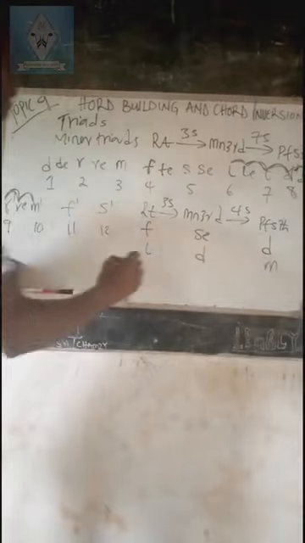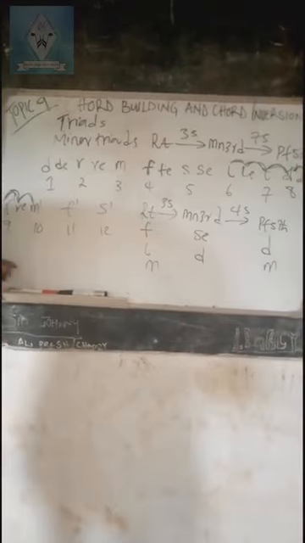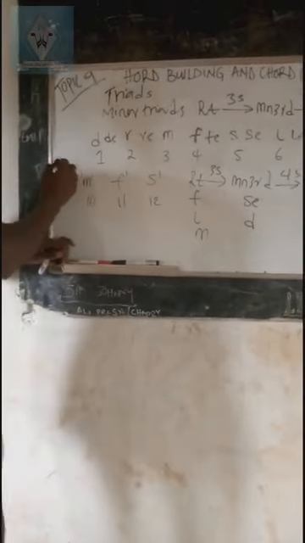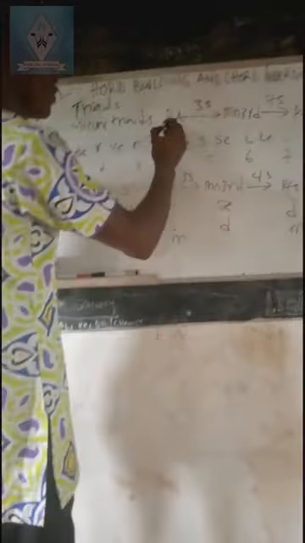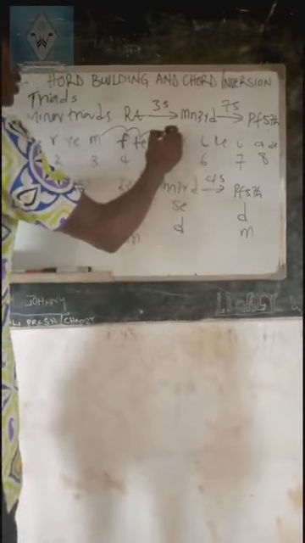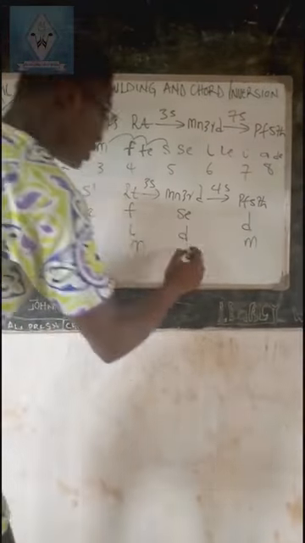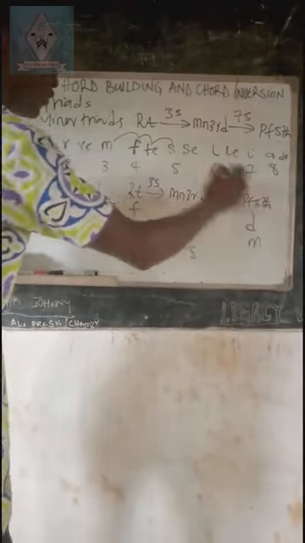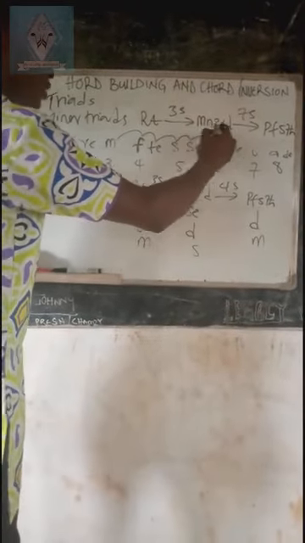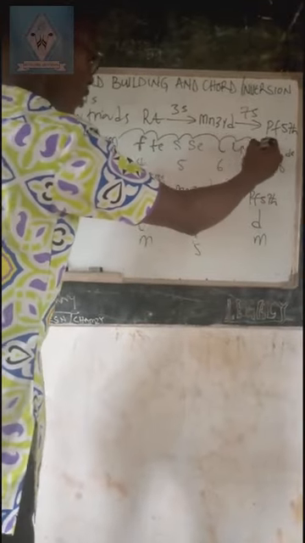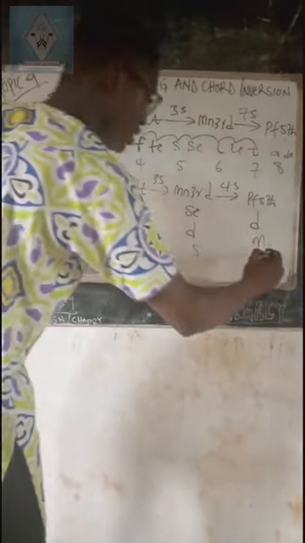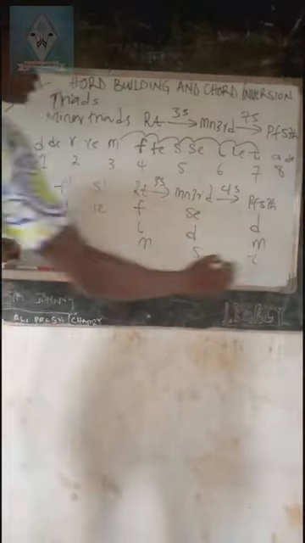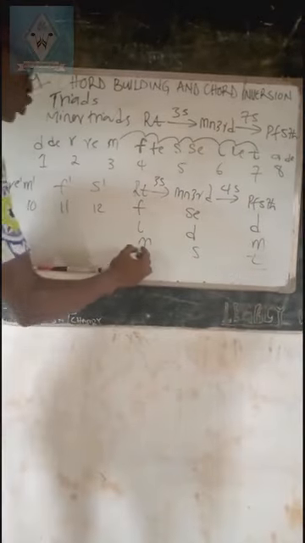Now if we also decide to pick Mi as our root, from the root to the minor third is 3 semitones. So we count 3 semitones from Mi in front. We have 1, 2, 3, and that is our minor third. Now from the minor third, the perfect fifth is 4 semitones. 1, 2, 3, 4. This is our perfect fifth. So this is a minor triad built on the root Mi.